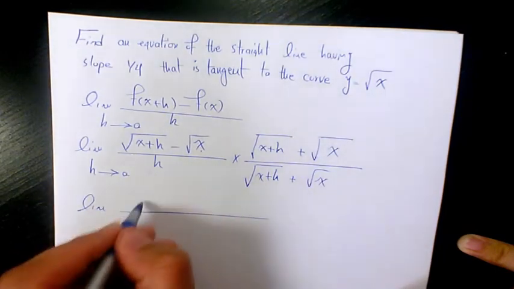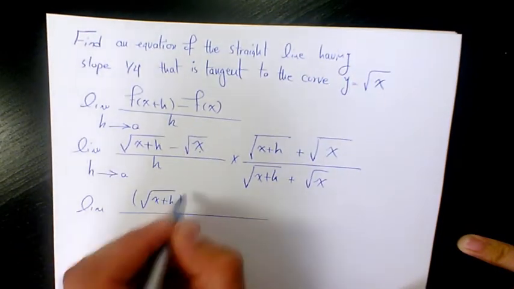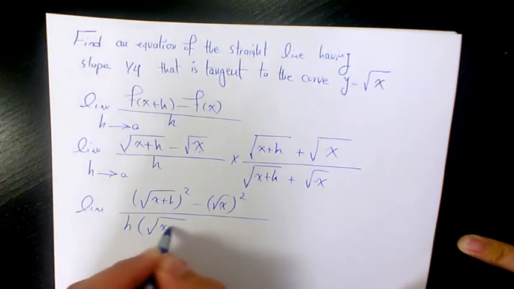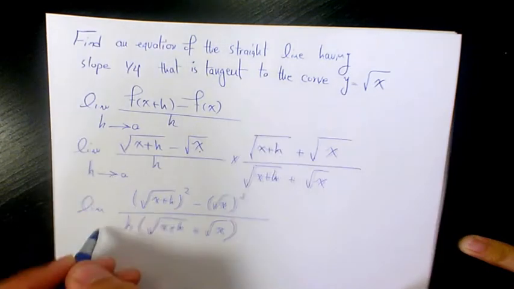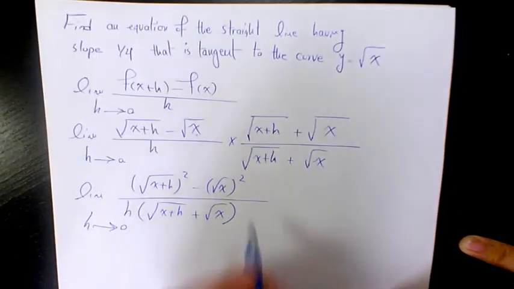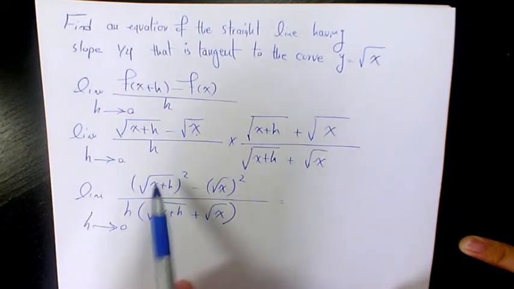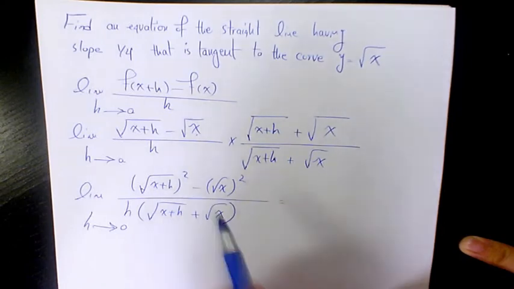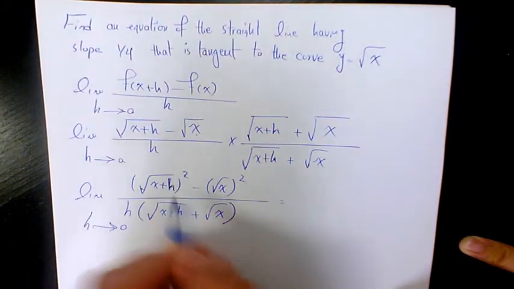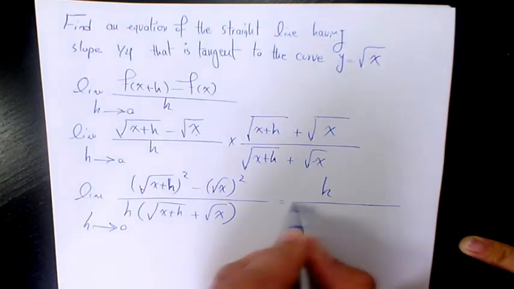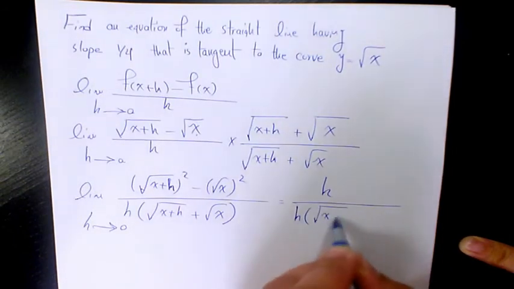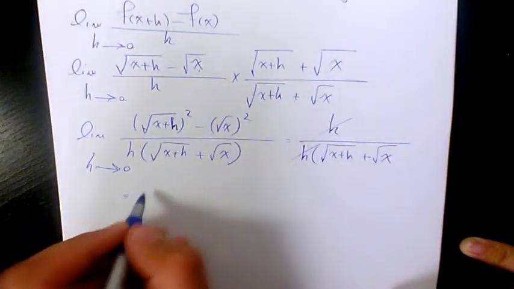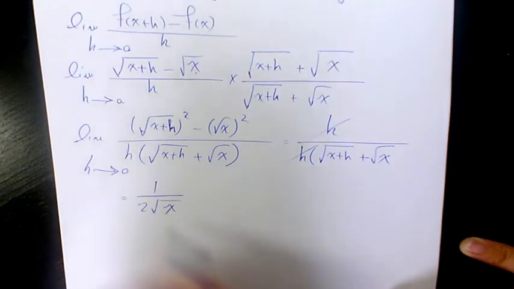Then that's going to be root x plus h to the power of 2 minus root x to the power of 2, divided by h times root x plus h plus root x, when h is approaching 0. That's the difference of squares, and the 2 cancels this square root, the 2 cancels this square root, so it's going to be x plus h minus x, which is just h, over h times root x plus h plus root x. Then h and h cancel out. It will be 1 over 2 root x.